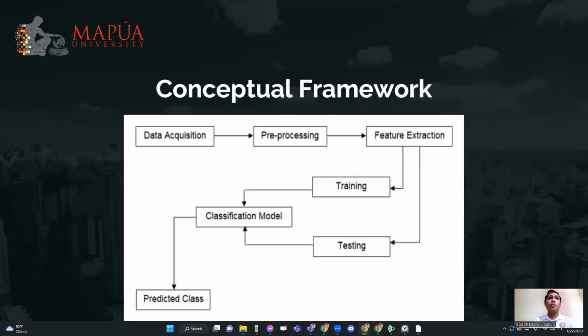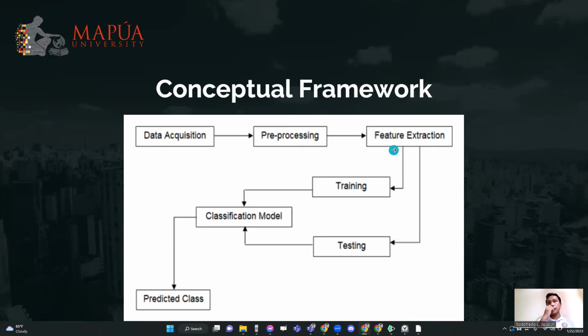For the conceptual framework, first we have to acquire the data. After acquiring the data, we have to process it. In this part, we convert from analog to digital. After that, we extract features such as RMS and VRMS, which are what we call the power signatures.